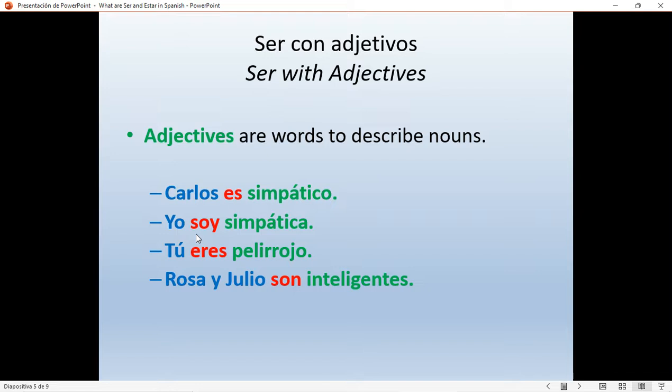Yo soy simpática. I am nice. Simpática is describing myself, how I am. I am very nice. I am simpática. Tú eres pelirrojo.